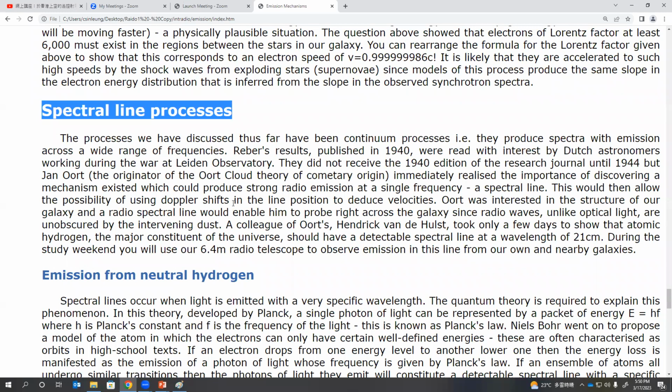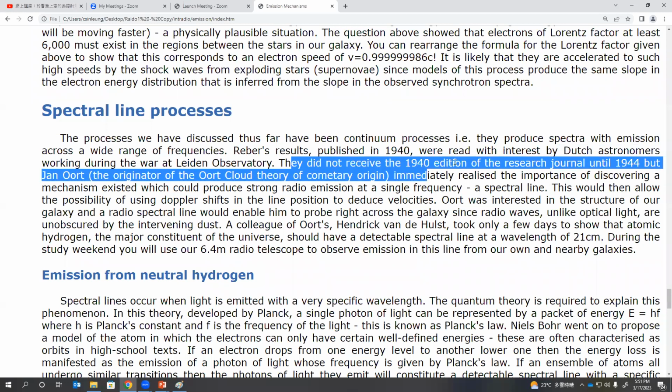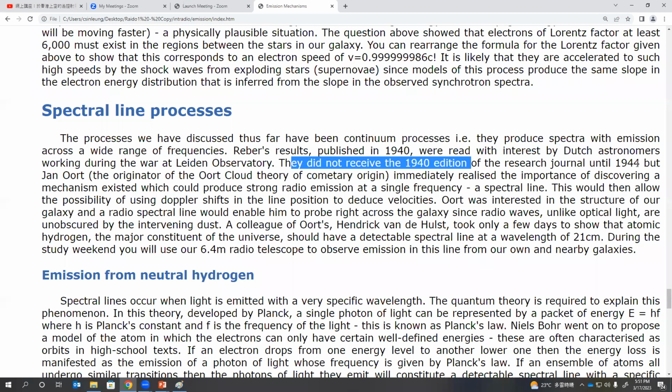You see some gentlemen, as I mentioned in the first lecture, like Jansky, the father of radio astronomy, and another successor, I will say another father of radio astronomy, Reber. He published his paper in 1940. Unluckily, this paper could not reach the Dutch astronomers; they did not receive the 1940 edition until 1944.